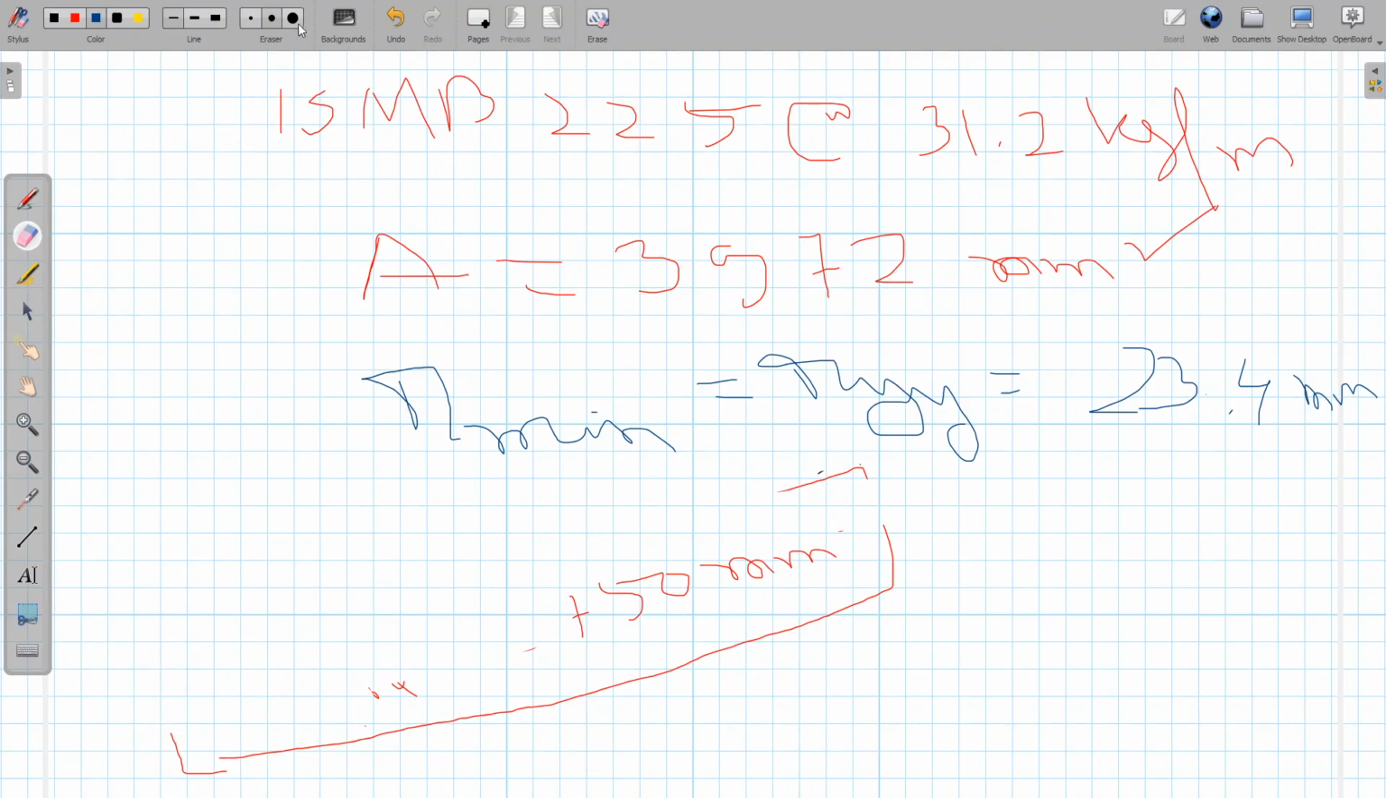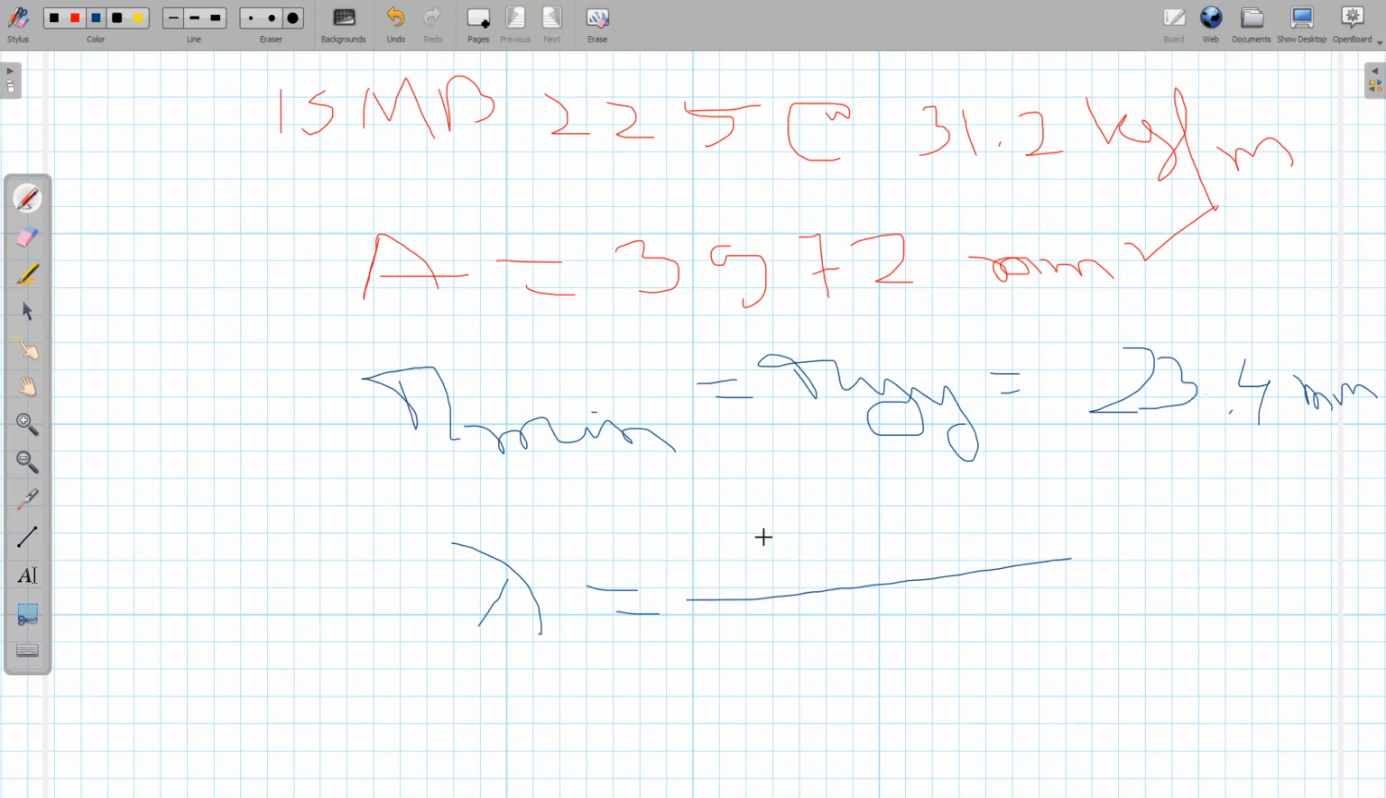Once we have this information, what do we need to find out? We need to find the lambda value, that is the slenderness ratio. Slenderness ratio, lambda, is equal to L effective divided by r minimum. L effective we have calculated earlier, 3 meter, which means 3000 millimeter, divided by 23.4. If you divide this, the slenderness ratio comes out to be 128.2.